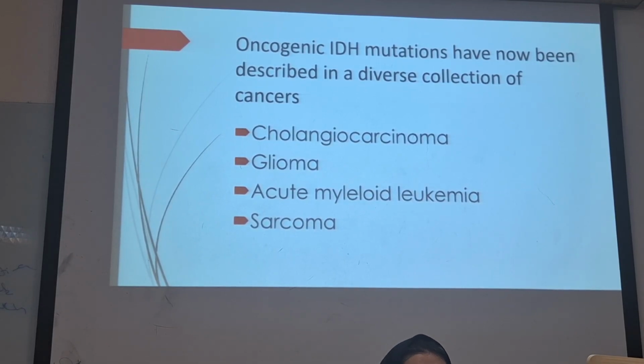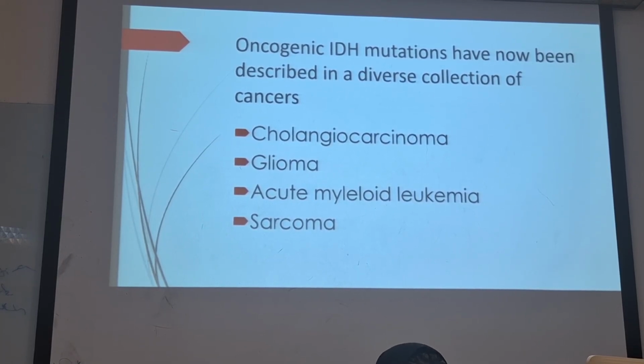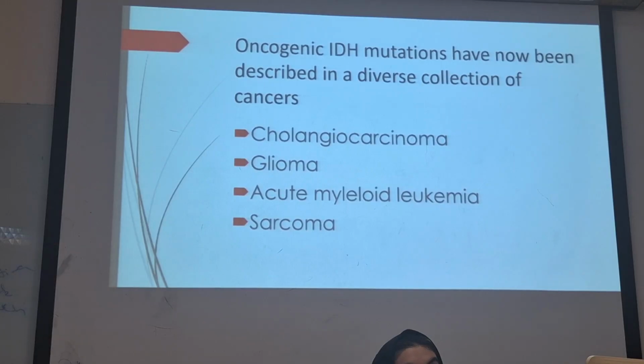And about glioma, we have some IDH mutated glioma and some non-mutated glioma. We should find them by practice and by some molecular way and also by some immunohistochemistry way. We should find them for using the specific drugs.